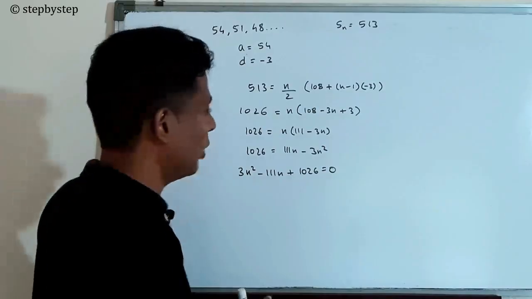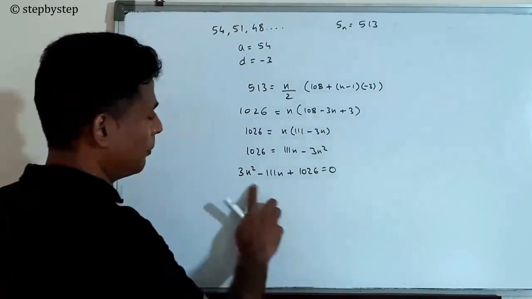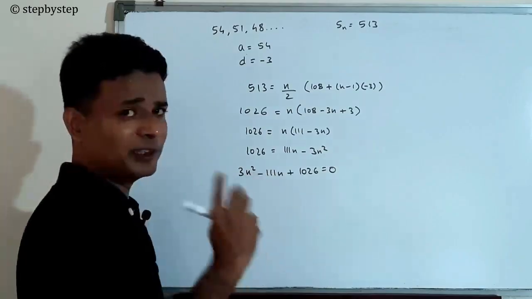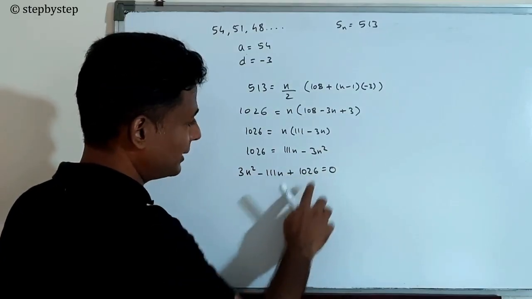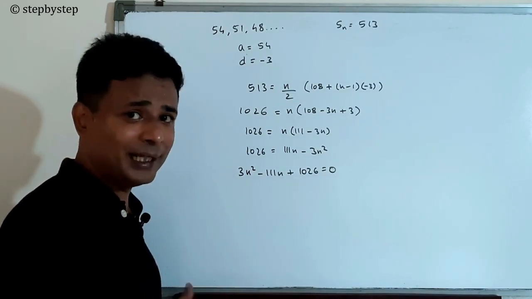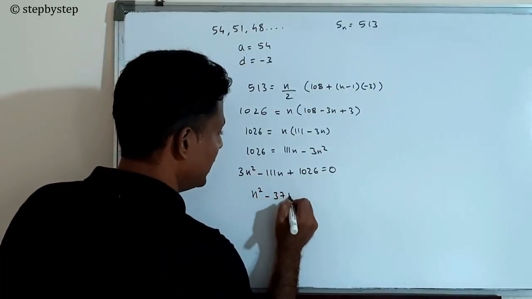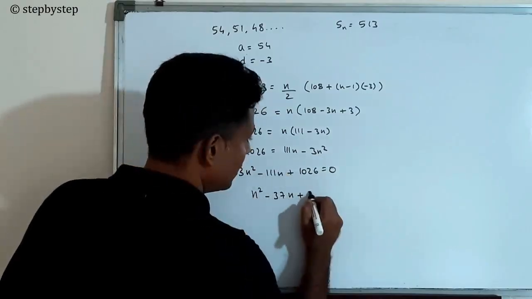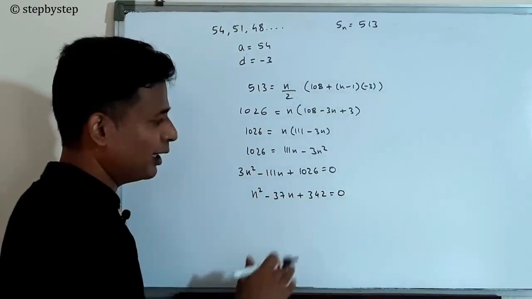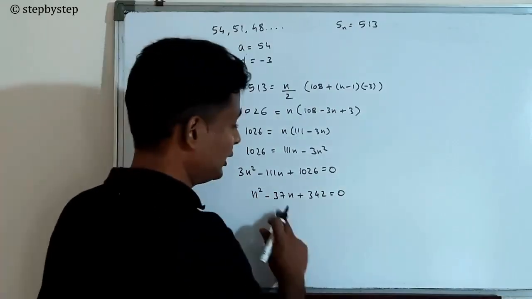Now, you already know how to solve a quadratic equation. But before that, we'll see if we can simplify this. 3, 1 plus 1 plus 1 is 3, divisible by 3. 1 plus 0 plus 2 plus 6 is 9, which is also divisible by 3. So I'll divide the whole equation by 3 just to make it simple. So I'll get n square minus 37n plus 342 equal to 0. Now I simplified the numbers. I'll use the formula method to find the roots of this equation.